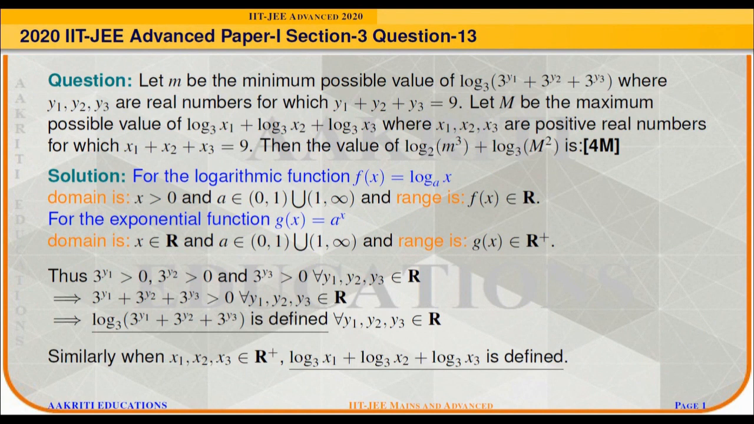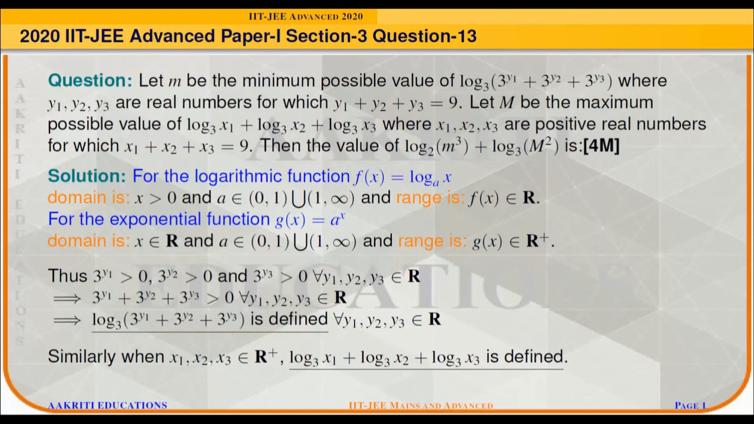In this video, we will discuss question number 13 of section 3 asked in IIT-JEE Advanced Paper 1 2020. The question says, let small m be the minimum possible value of log to the base 3 of (3^y1 + 3^y2 + 3^y3), where y1, y2, y3 are real numbers, for which y1 + y2 + y3 is equal to 9.